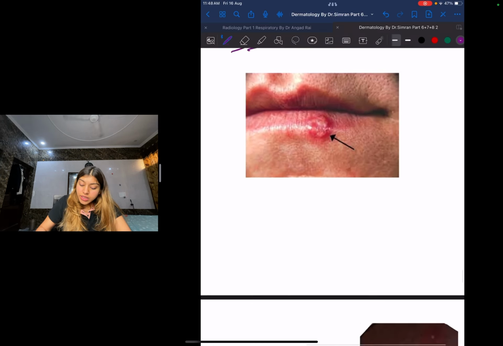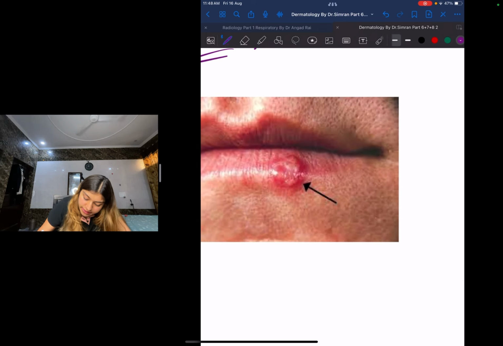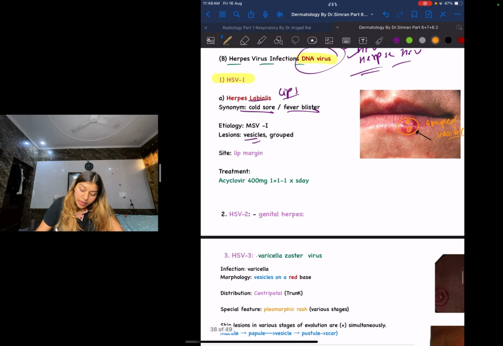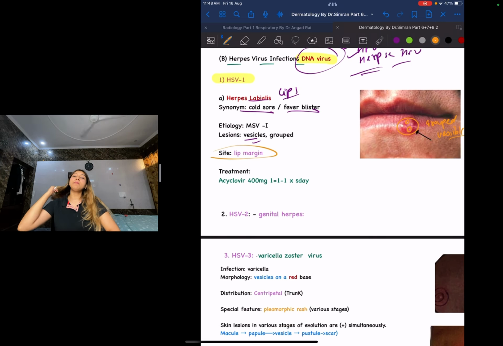Again, what you need to know over here, guys, are the lesions. You can see over here, this is a vesicle, right? Let me use another color. These are your vesicles, and guys, these are grouped vesicles, okay? You will see grouped vesicles, preferably in your lower lip. And where is the site? The site is going to be your lip margin, okay?